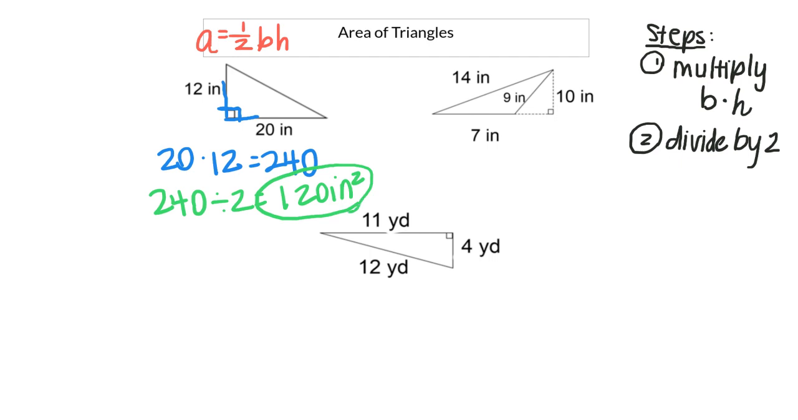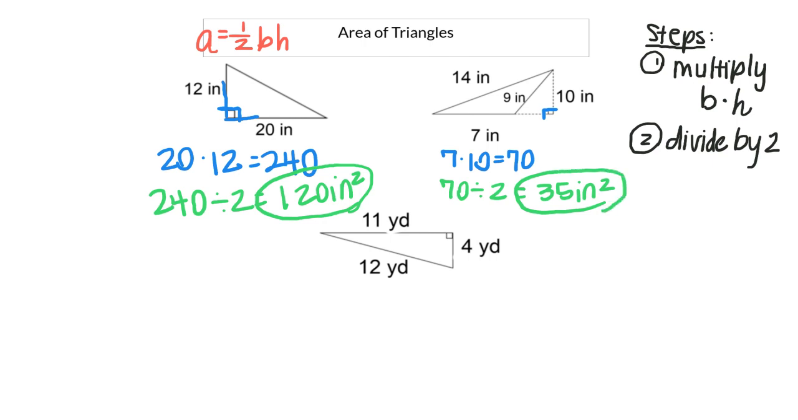For the next question, again, I'm going to look for that little box in the corner. The box in the corner always touches the base and the height. In this case, my base is 7 and my height is 10. So I'm going to multiply 7 times 10, and I get 70. And then I will take 70 and divide it by 2 to get 35 inches squared.